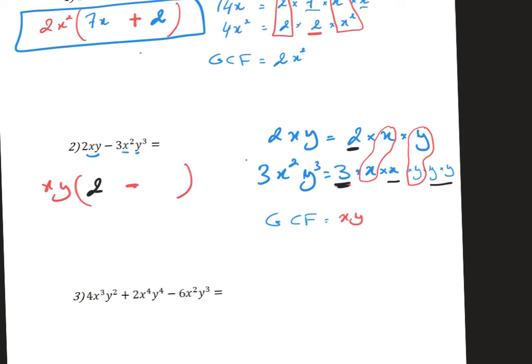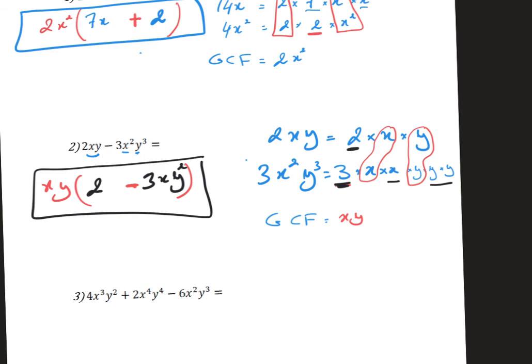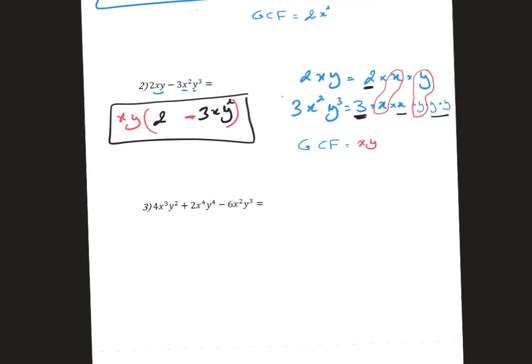I'm sorry. For the second one, we get 3x, and we have 2 y's here, so that's y squared. So it's 3x y squared. That's going to be the answer right here. As we can see, we just factored by using the GCF xy.